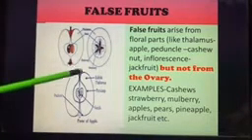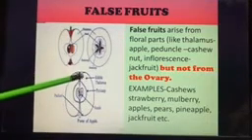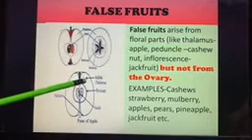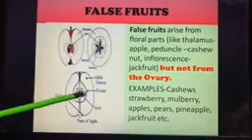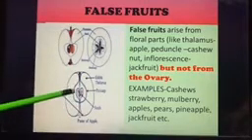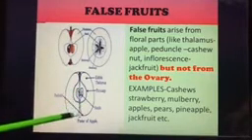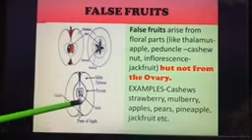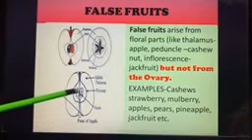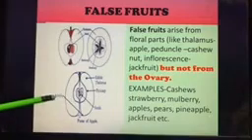So in this diagram you are seeing that the edible part is the thalamus, and this is the pericarp, the fruit wall, you know, and this is the pedicel, right? And these are the seeds which are present inside the pericarp.